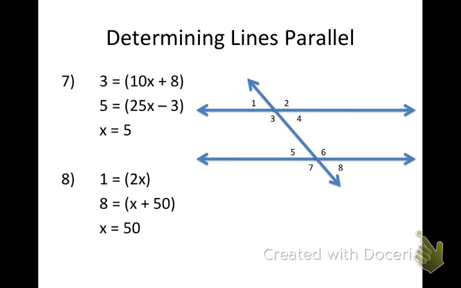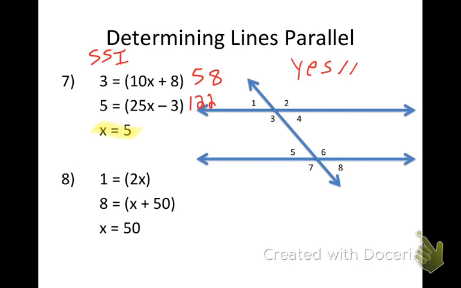All right, let's look at number 7 here. I have angle 3 and angle 5. Katie, what type of angles would 3 and 5 be? Those are same side interior. Same side interior angles, does that mean they have to be congruent or supplementary? Supplementary. So if I plug x equals 5 in, what do you get for angle 3, Katie? 58. If you plug it in for angle 5, what do you get? 22. Are they supplementary? Yeah. Are they parallel? Yeah. Nice job.